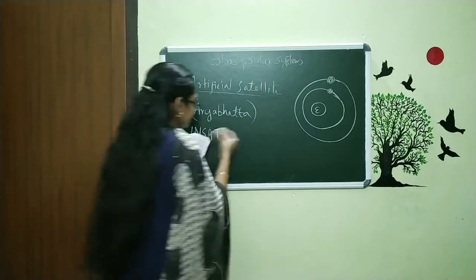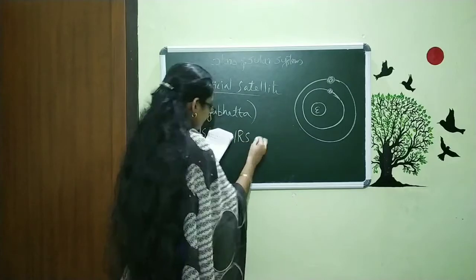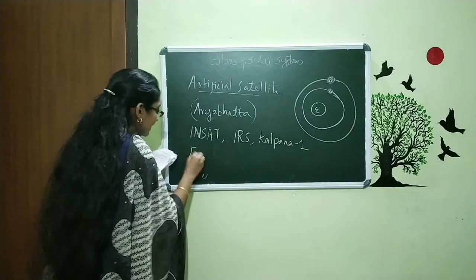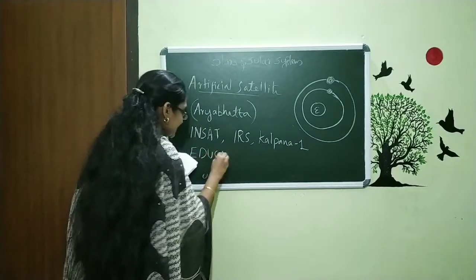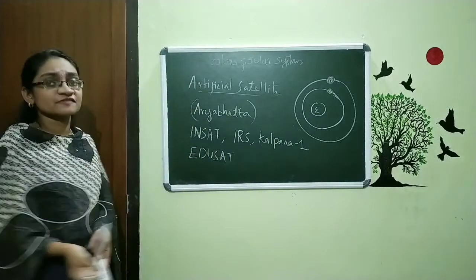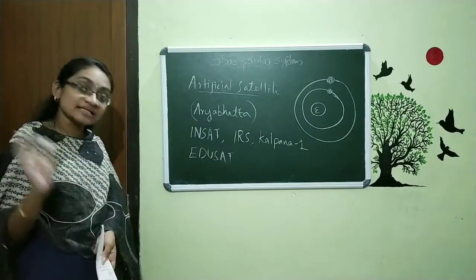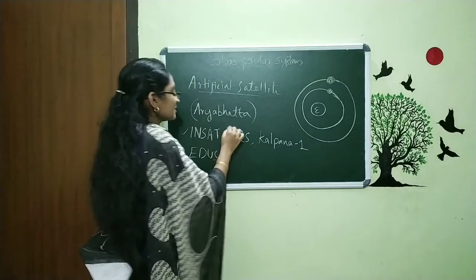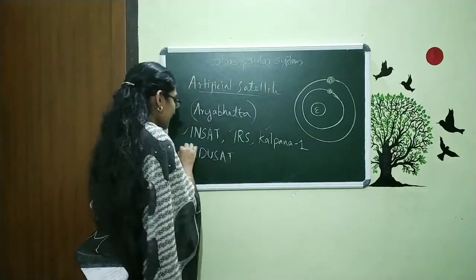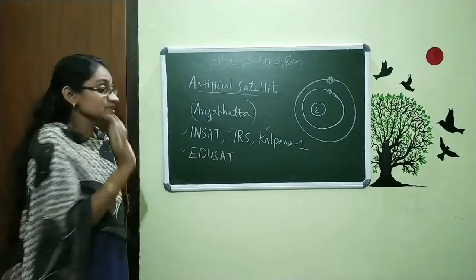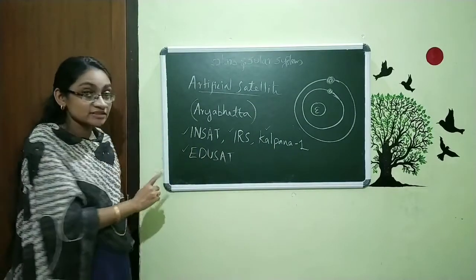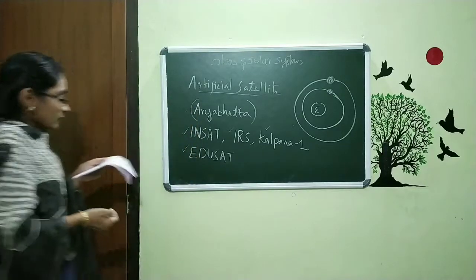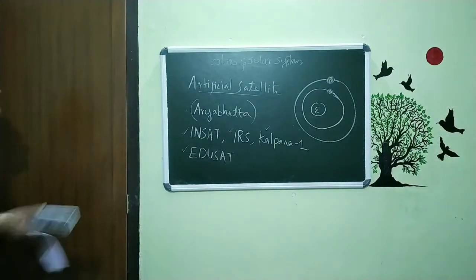INSAT, IRS, Kalpana 1, EduSat. These are some of the artificial satellites, and you can also collect other names for the artificial satellites. And the first artificial satellite of our India that we launched is Aryabhatta.